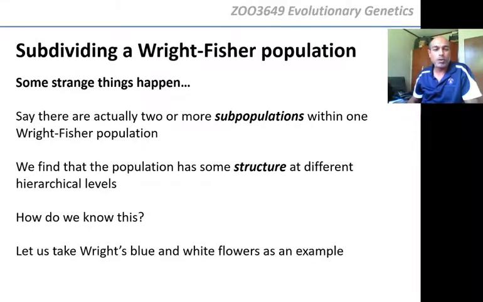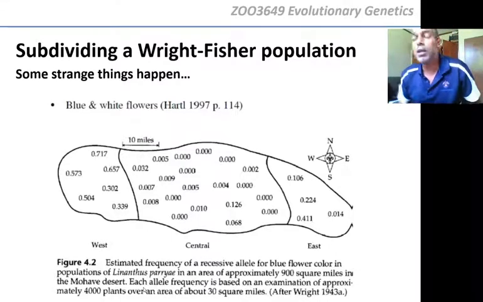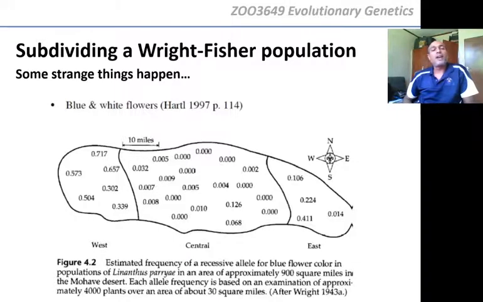So the classic example, and it's still an example that we're using, is Wright's blue and white flowers from the 1940s. Wright, when he was a young guy, went into the desert, roughly in this area that you see closed by the circle here. It's a small area on this map, but it's a massive area, around 30,000 square miles in the Mojave Desert in the United States, because remember, Wright was an American man. He went into the desert and found that some plants have blue flowers, some plants have white flowers.